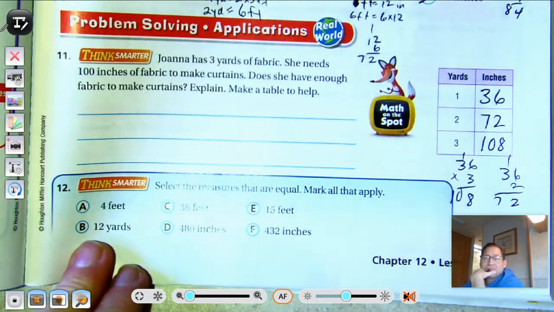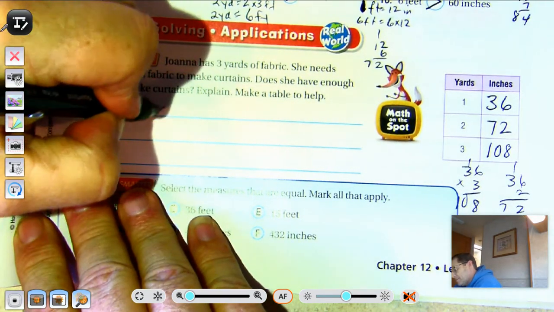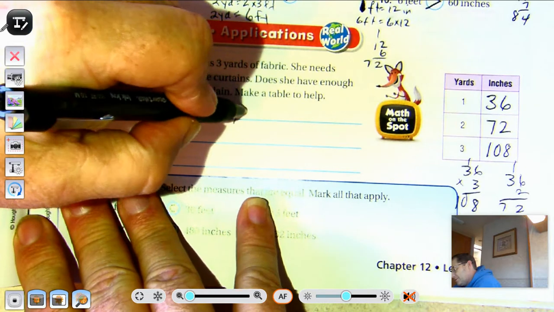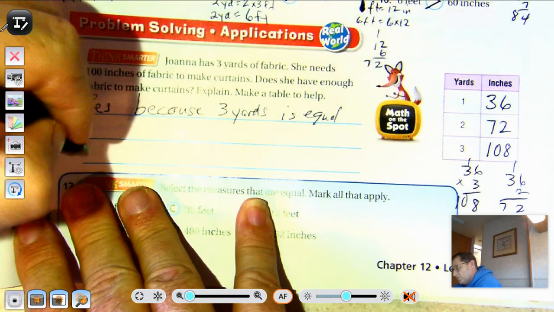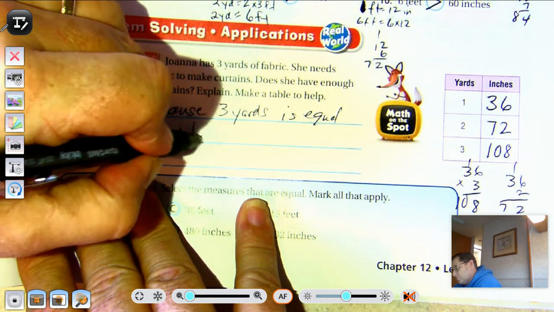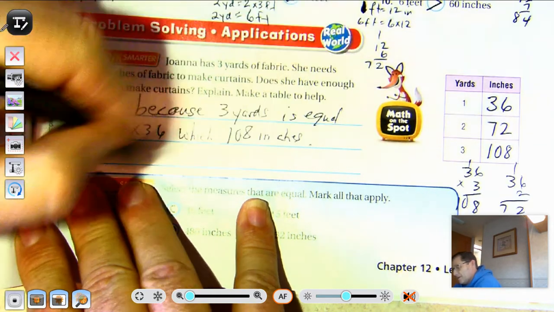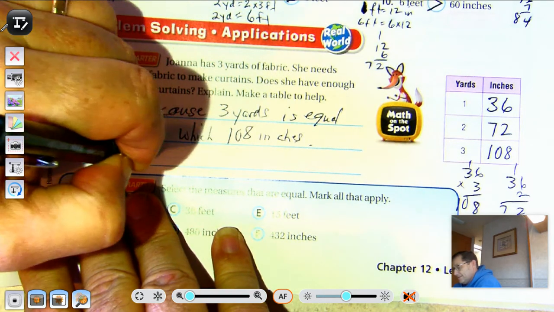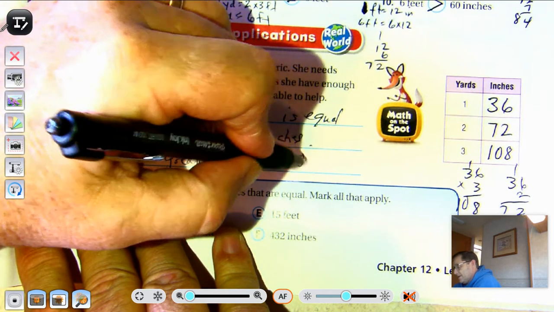So she has 3 yards of fabric, which is 108 inches. She needs 100 inches of fabric to make curtains. Does she have enough? Yes. Because 3 yards is equal to 3 times 36, which is 108 inches. 108 is greater than 100.